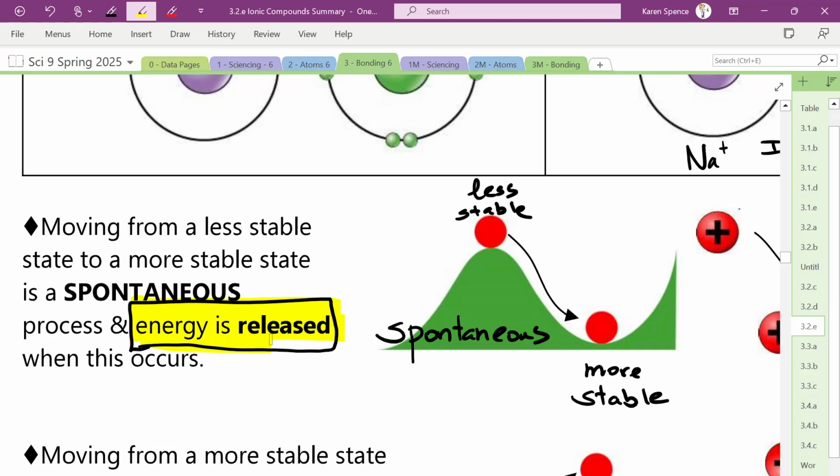And if you're like, well, how is energy released? We can think about it this way. If I have this pen that's up here and I drop it, you can actually hear some of the energy come out as sound energy. The pen will actually get a little bit warmer because the particles will be moving faster because they bashed into the desk. So it has released some heat energy.